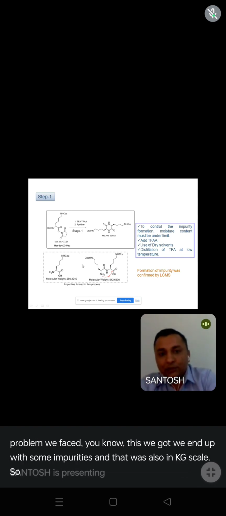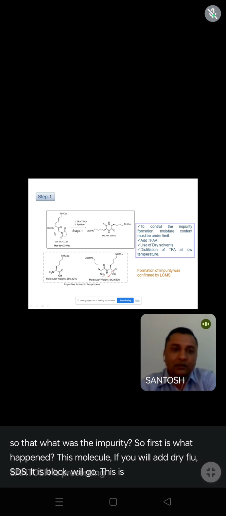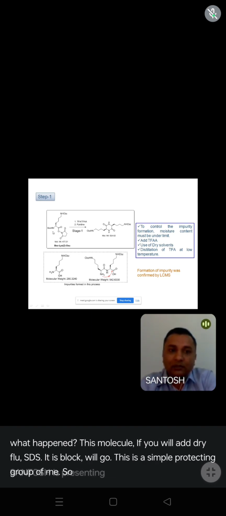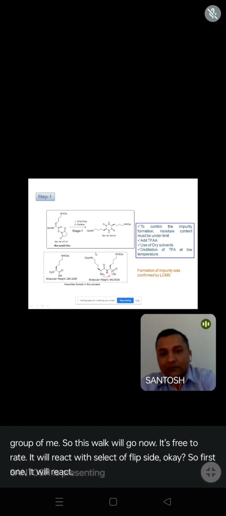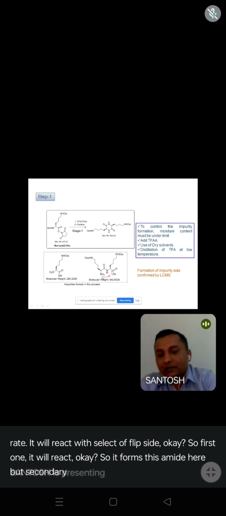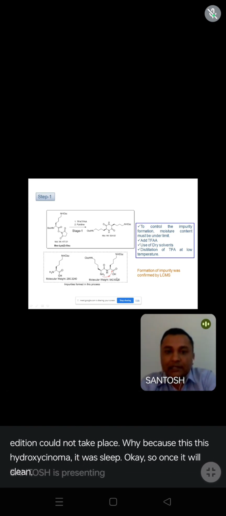So what was the impurity? In the first stage, what happened? If you add trifluoroacetic acid to this molecule, this BOC will go. This is a simple protecting group of amine. Now it is free to react with the electrophilic site. First it reacts and forms this amide here. But the second reaction, this intramolecular addition, could not take place. Why? Because this hydroxysuccinimide was cleaved. Once it cleaves, you end up with the acid.